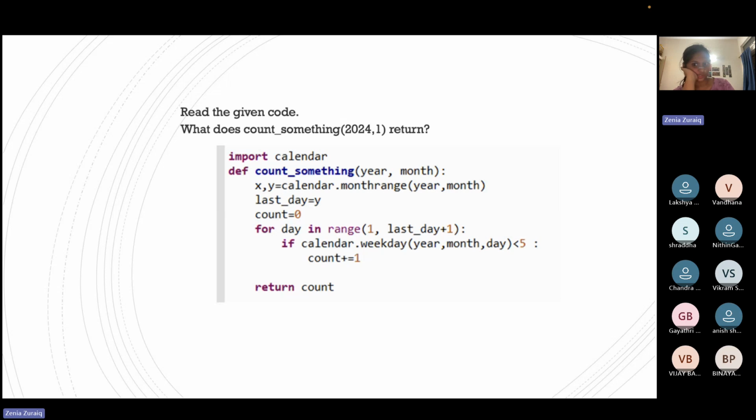Okay, one person says 23. Very good. What others? There is an answer in the chat. So what is this code doing? Lakshya, what is this code doing? How did you get 23?